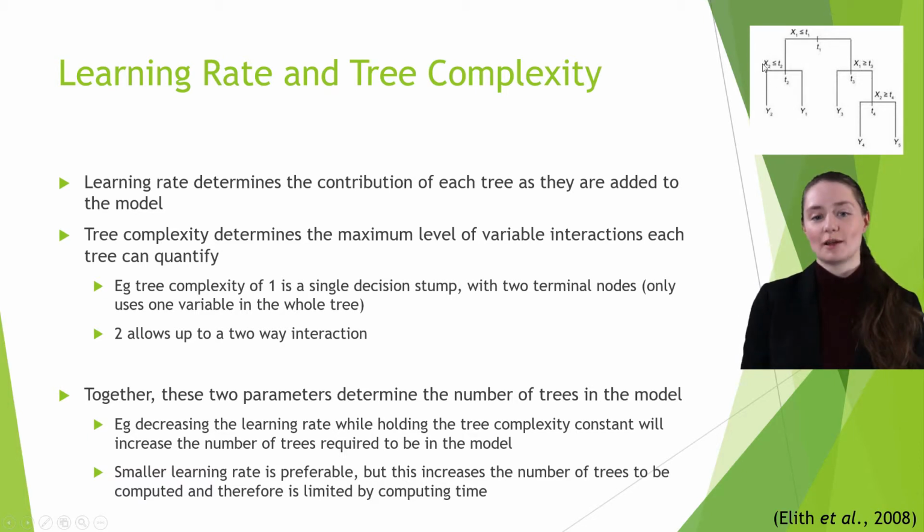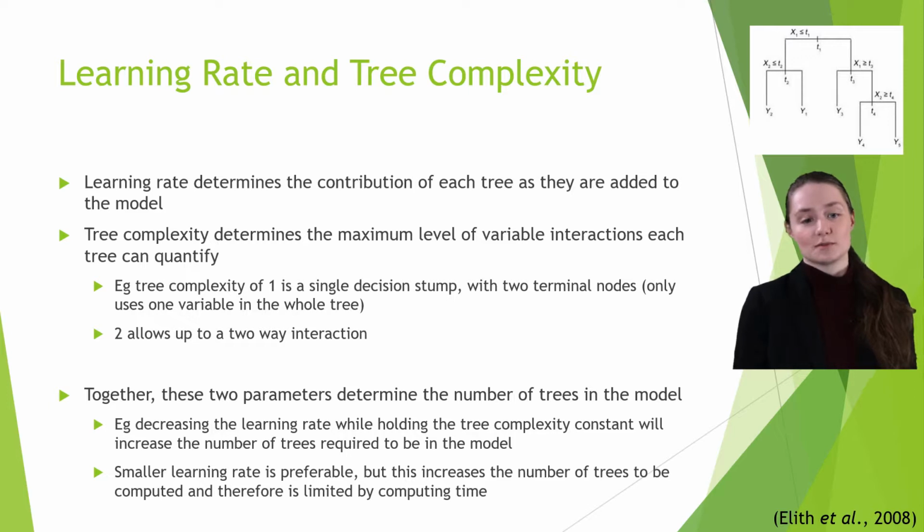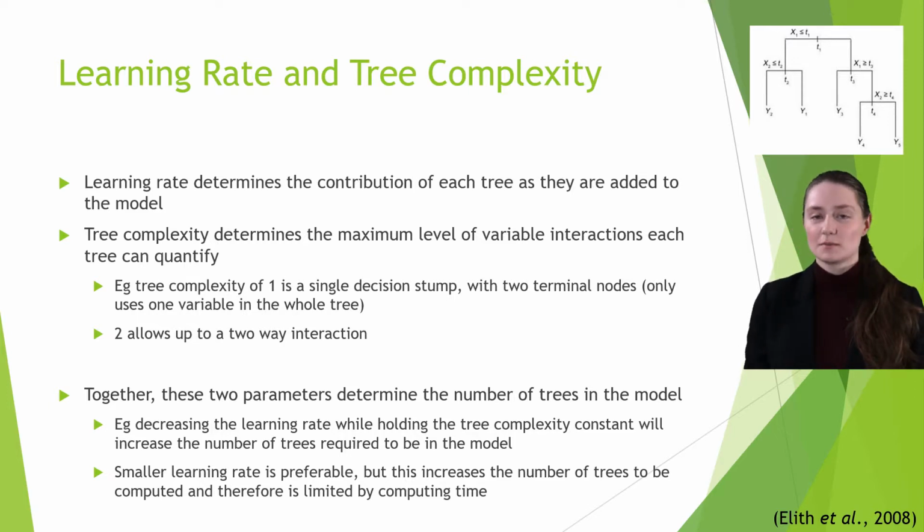So these 2 parameters determine the number of trees in the model. A smaller learning rate is preferable, but this increases the number of trees to be computed, so therefore it's limited by computing time. So we have to play with these parameters because some of it depends on the variability of the data and also how good the regressors are as predictors. And also we have to strike that balance between the preferable small learning rate, but also not inflating our computing time too much.